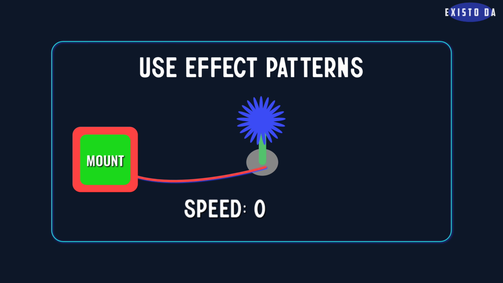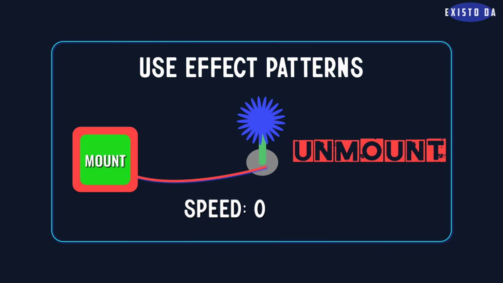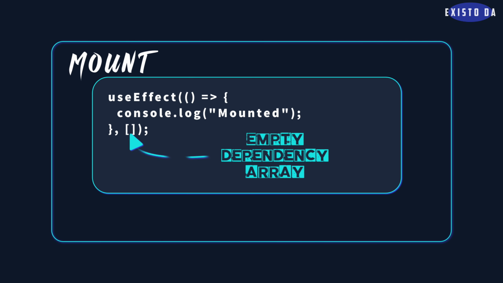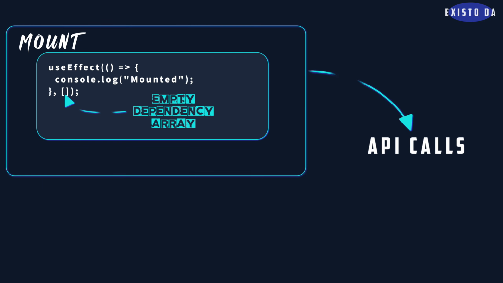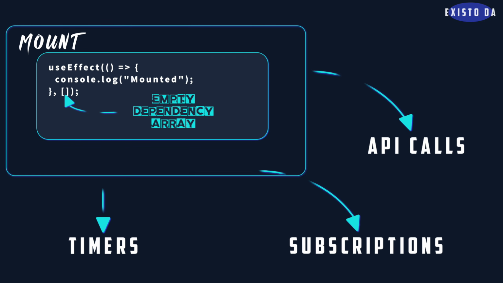Three useEffect patterns: mount, update, unmount. Mount: empty dependency array, runs only once. It is used for API calls, subscriptions, timers.